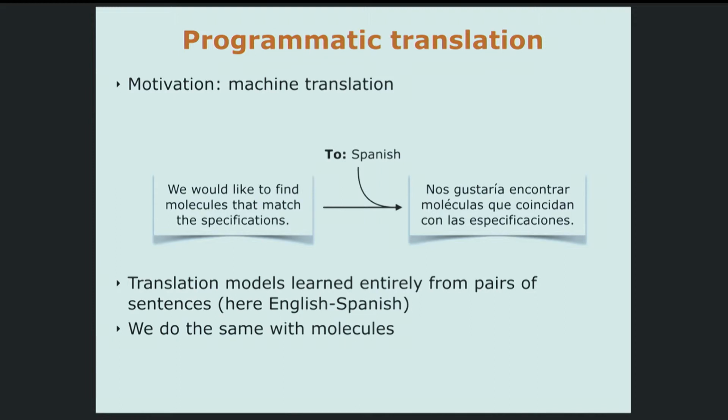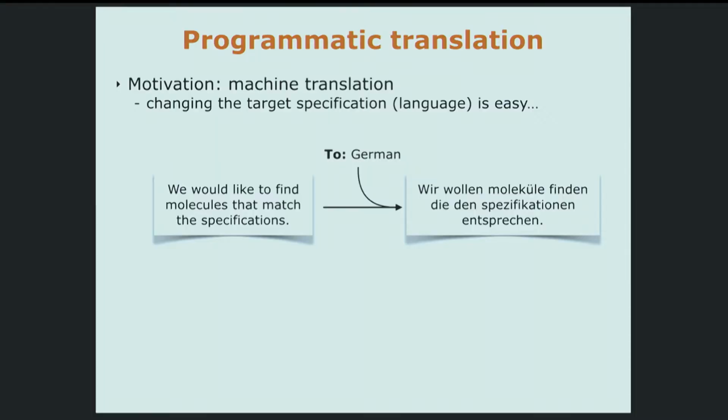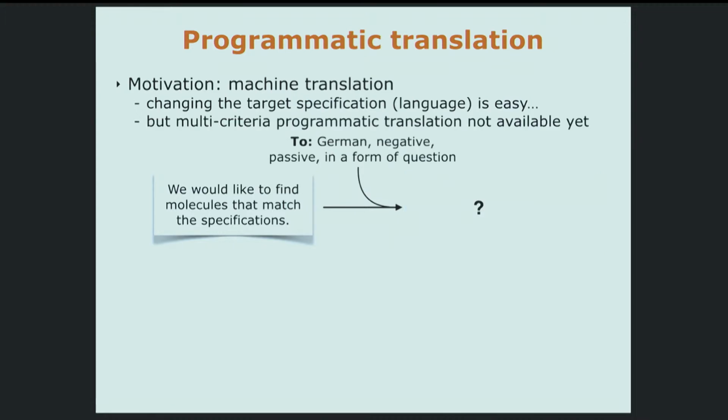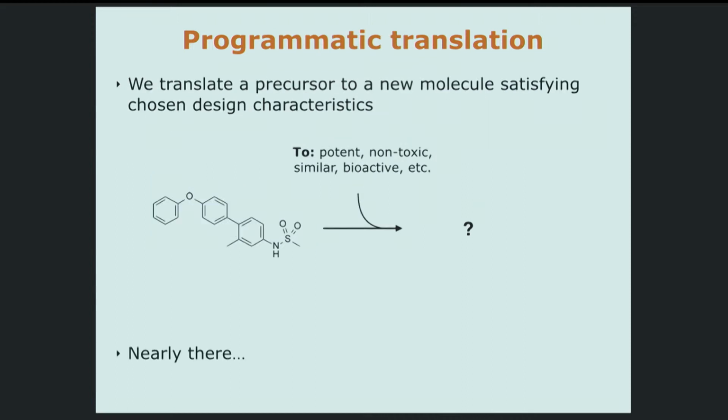What we want to do is exactly the same in terms of molecules, okay? Now, in machine translation, you can drive the translation to a different language, which is analogous to a design specification, what you want. You don't want a sentence in Spanish, you want a sentence in German, okay? What's not done, though, is having multiple combinatorial criteria for translation. This hasn't really been done in the machine translation community in terms of natural languages. We are actually trying to do exactly that in terms of molecules.